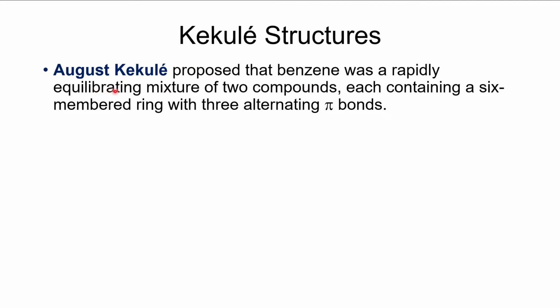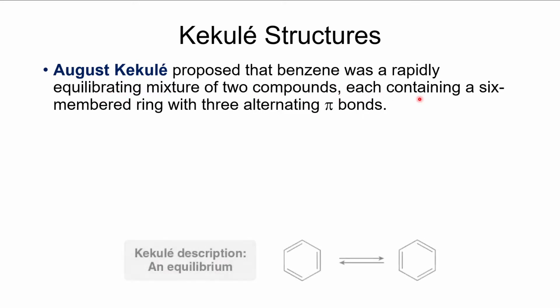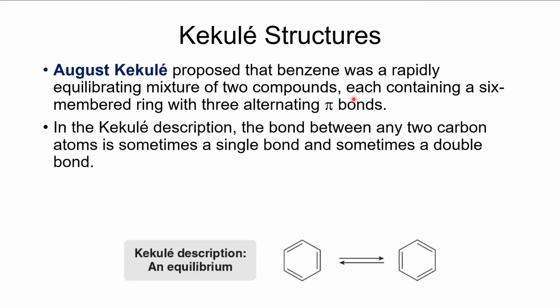2 compounds that were identical, but they equilibrated back and forth, where each one contained 3 carbon-carbon double bonds and 3 carbon-carbon single bonds. So we had the alternating pi bonds. In this description, the bond between any 2 carbon atoms, sometimes it's going to be a single bond, and sometimes it's going to be a double bond. And so his idea is that it went back and forth between these. This looks a lot like what we do when we do resonance structures. We draw 2 resonance structures that look like this, but he said it was 2 compounds.